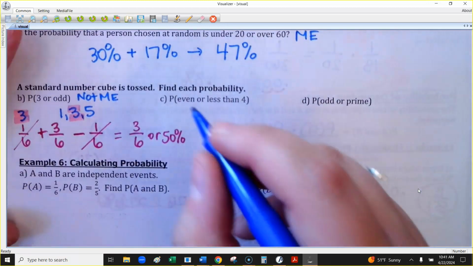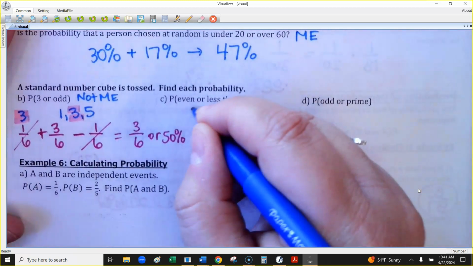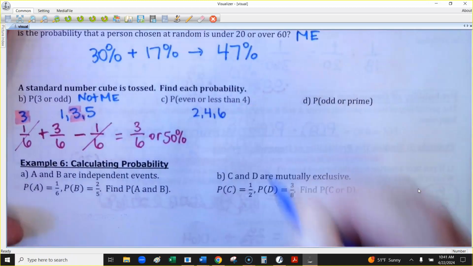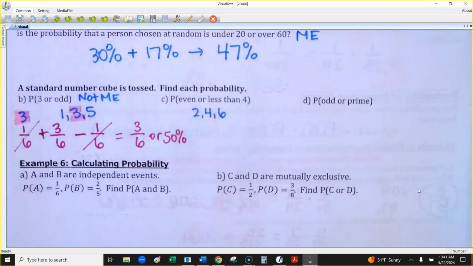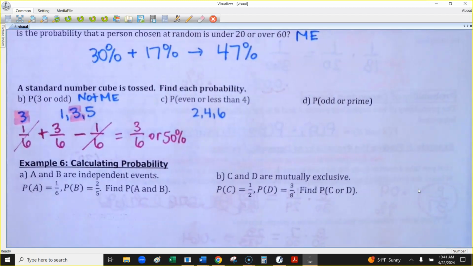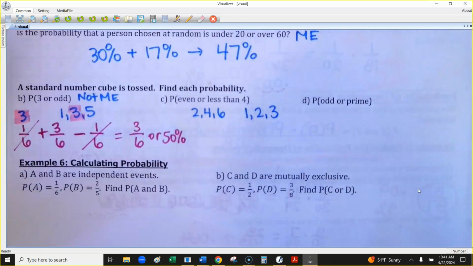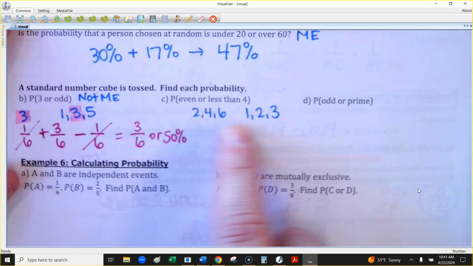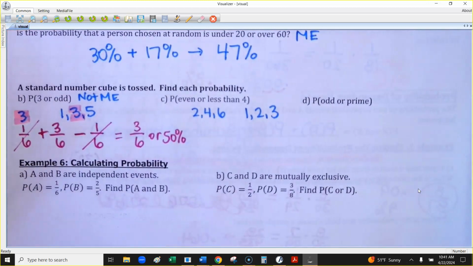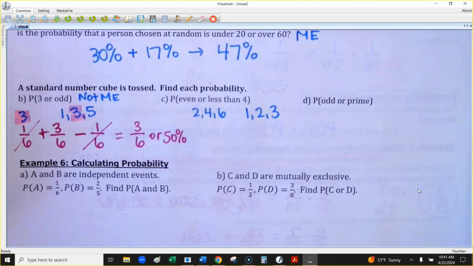So if I do the second one, probability I'm even. So if I'm even, 2, 4, or 6. All right, now the other option says less than 4. So less than 4, does that include 4 or not? No, if you're less than 4, that doesn't include 4. So 1, 2, or 3. Now here's what I would do. How many different numbers do I have there? I have 6 numbers written.